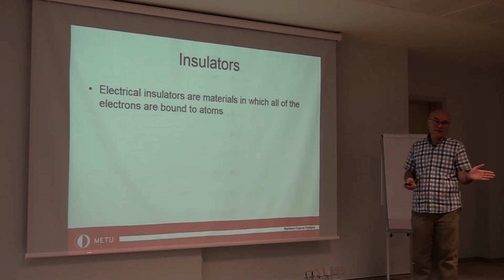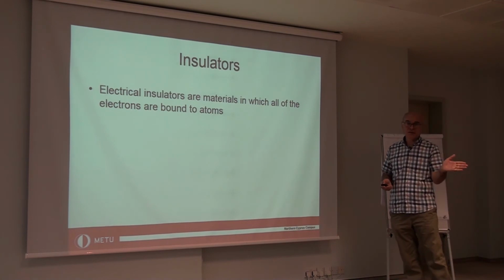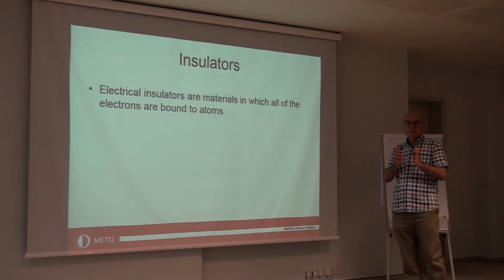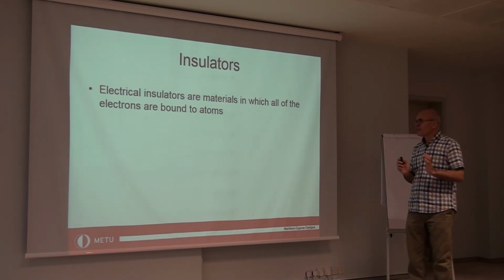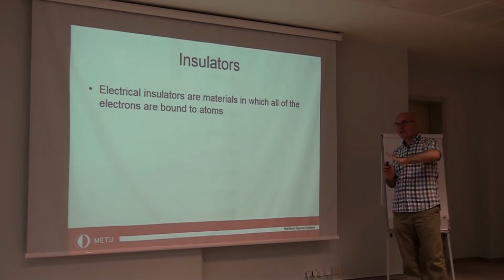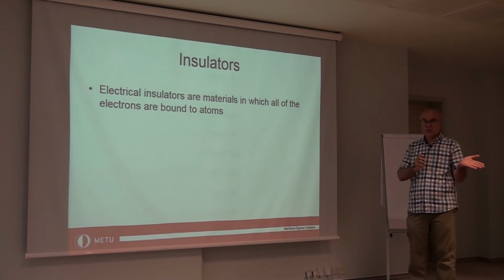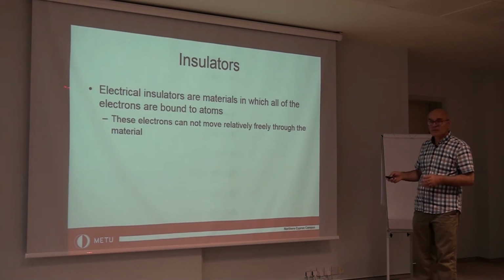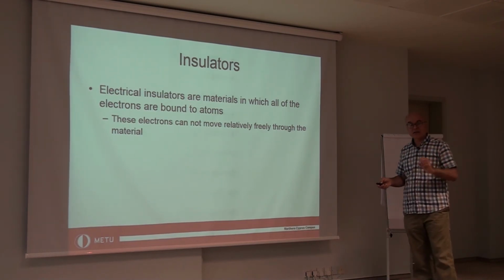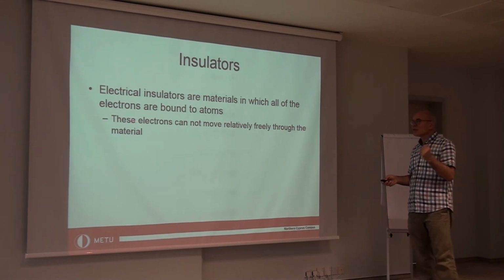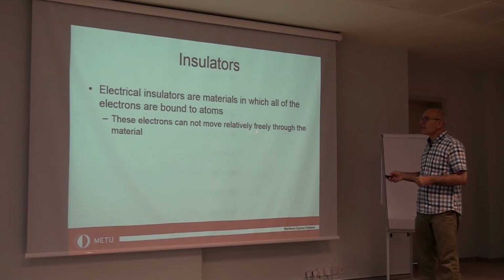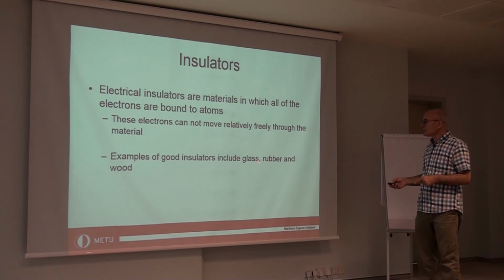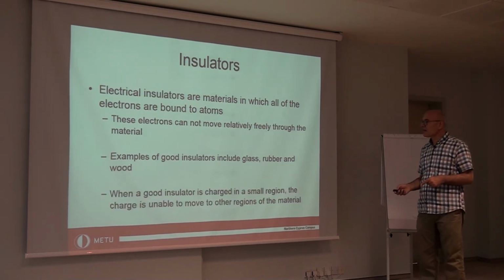Now, on the other side, we have the contrary. We have insulators. Insulators are materials that believe in private property. So they are capitalists. They are the counterpart of, or the other extreme to, communists. And in these materials, all the electrons are bound to the atoms. Atoms do not donate their electrons. They keep their electrons to themselves. And the electrons cannot move freely through the material in this case. Examples of good insulators are glass, rubber, and wood.